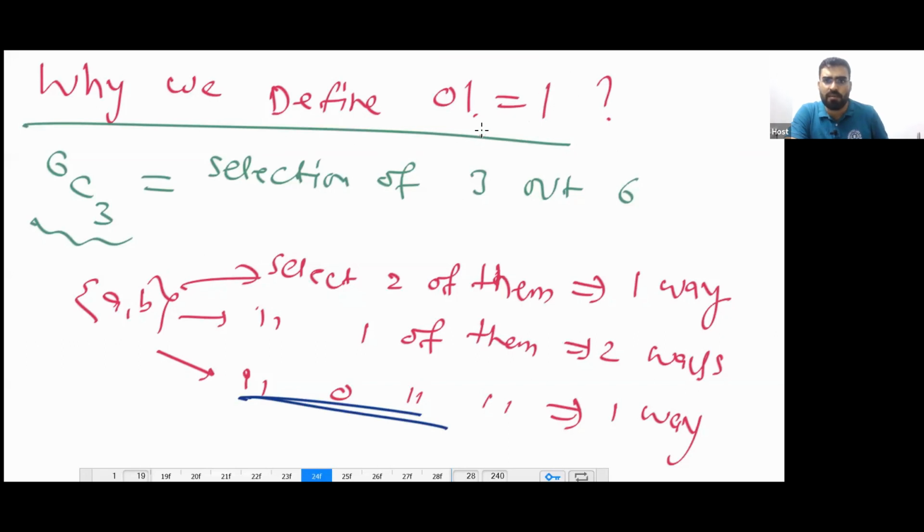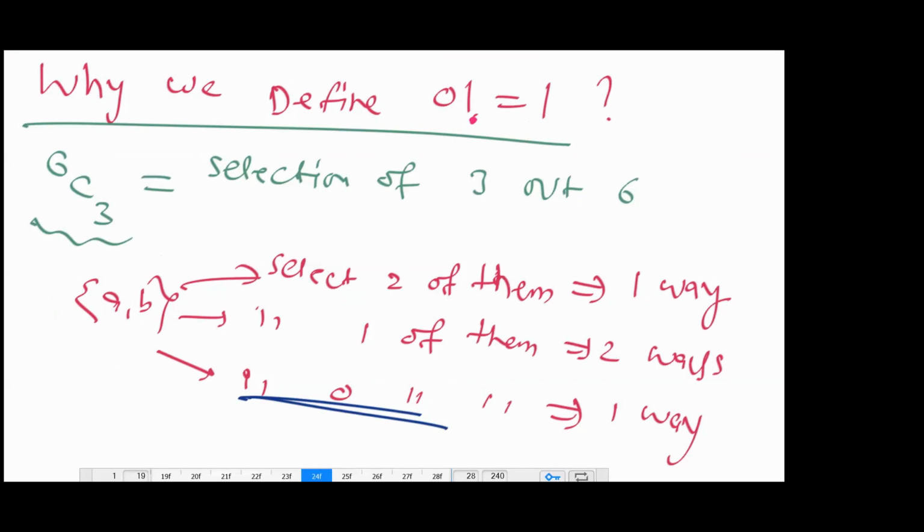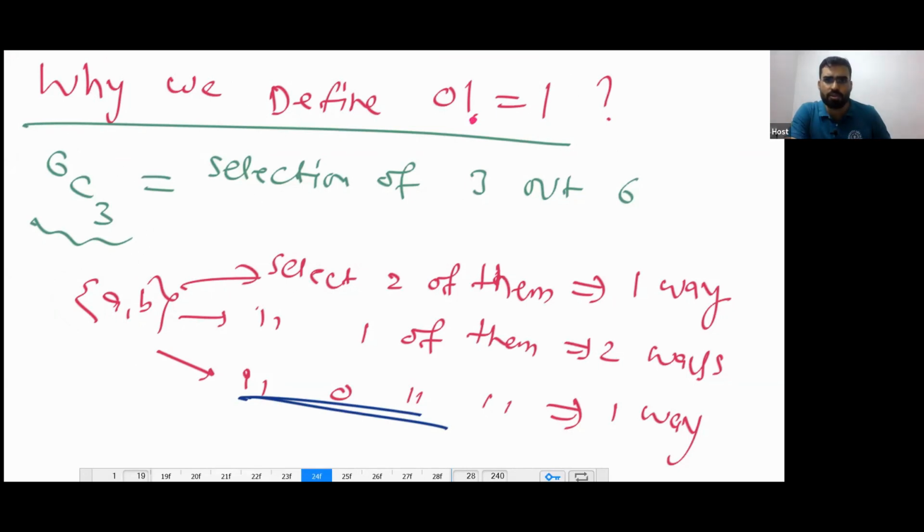This is a definition. Why do we define 0 factorial equal to 1? The idea is very simple. If you have this set of 2 people, how many ways are there to select 2 people? Only one way. You have to select both of them. How many ways to select one person? There are two ways. Either you select this one or you select this one.